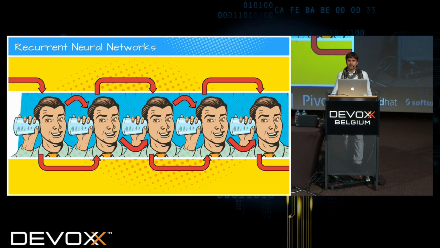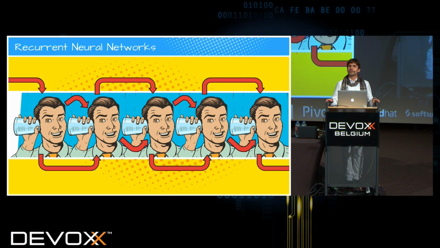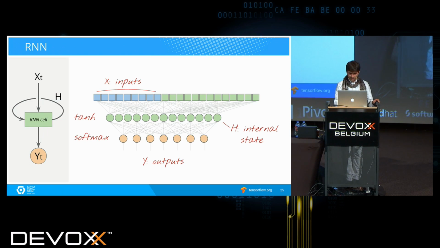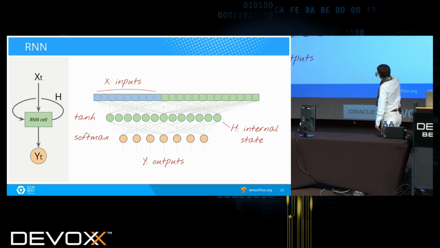All right, so recurrent neural networks. Who has worked with recurrent neural networks already? Yeah? Fewer people. Okay, we'll go slow. So this is a neural network as we have seen previously, a couple of layers.